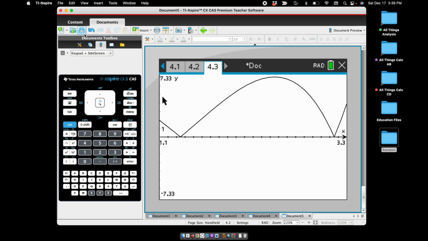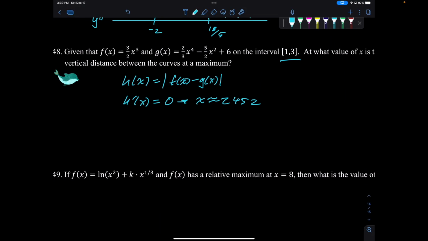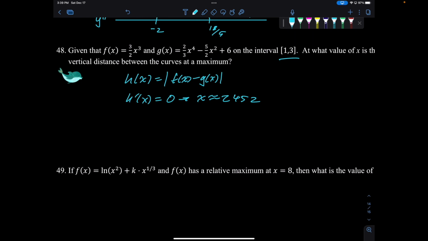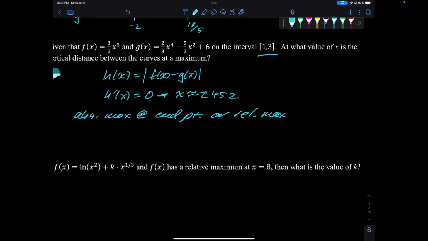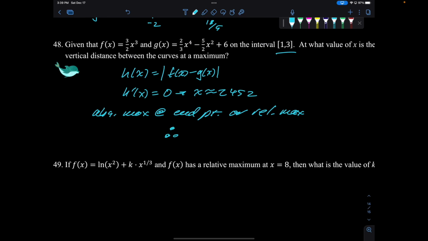So this is an interesting problem. Let's go back to write this out. Who knew we were going to have such an interesting problem? So this was the only 0. There is the discontinuity. So I'm just going to say absolute max at an endpoint, or let's say relative max. So then what are we looking at? What value of x? So therefore the absolute max is at x approximately, I think it was 2.452.